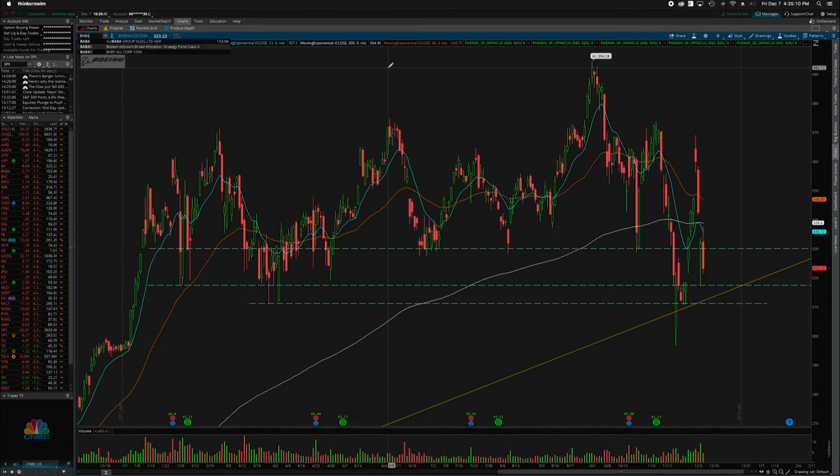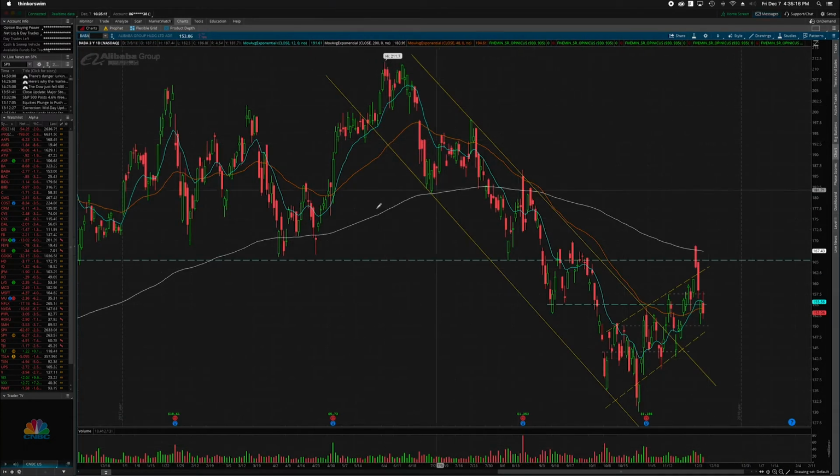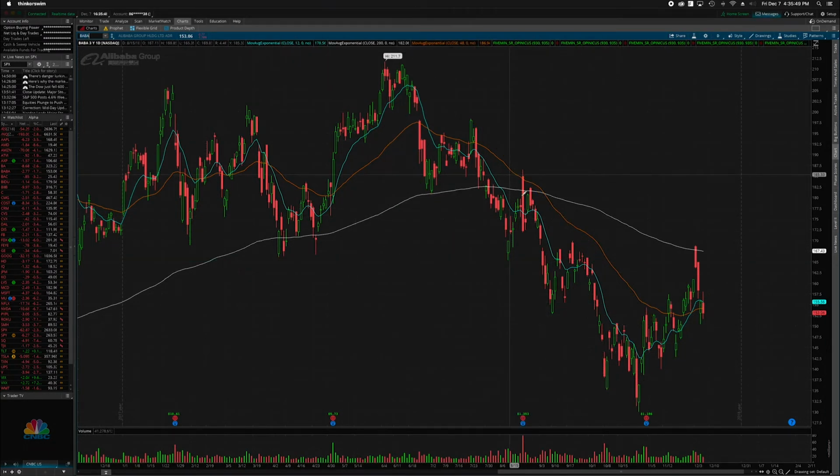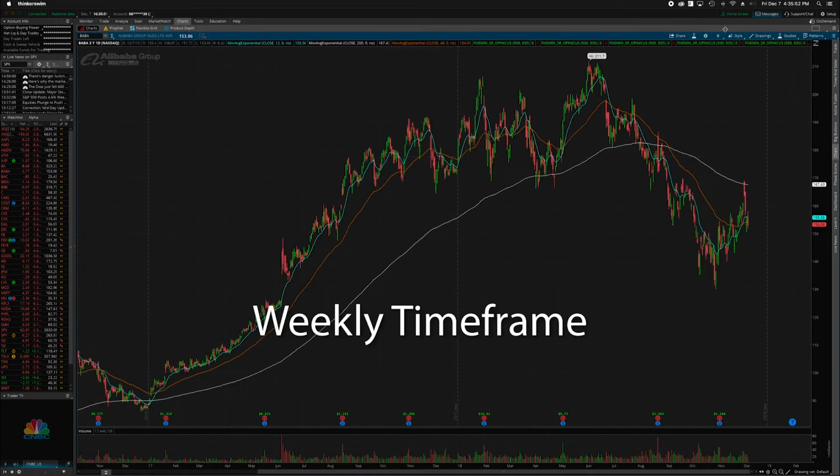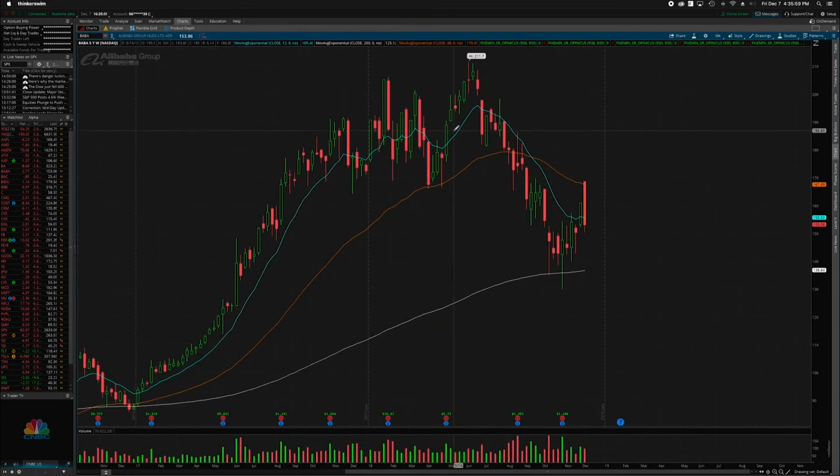After BA, we have BABA. Definitely one of my favorites. And so looking at it without any lines already on it, I mean, this is just so obvious, this channel here. Some good levels to watch there. Right there. So we'll see how that looks on the daily and see if we need to make maybe a slight adjustment.